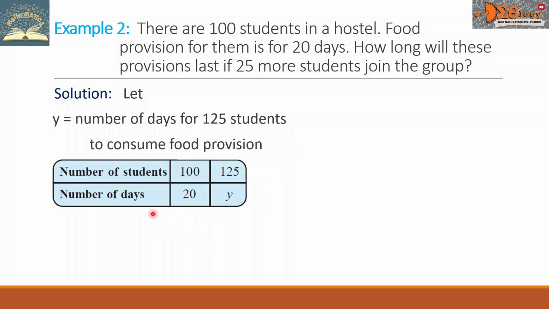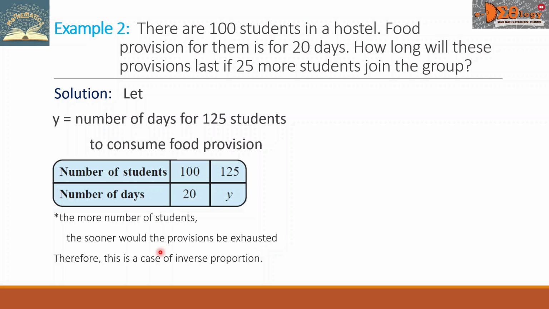Let us put this in a table. On the given, we have 100 students consuming the food in 20 days. Now, on the next column, there are 125 students, and we put here the y. Note that the more students, the sooner would the provisions be exhausted. Therefore, this is a case of inverse proportion. Let us show our formula. Then we substitute the values. So we have 100 times 20 equals 125 times y.